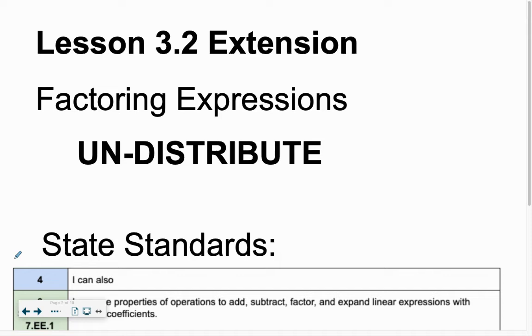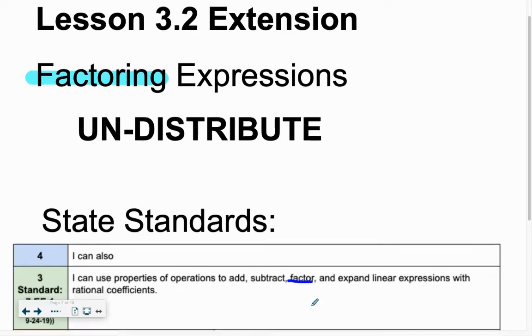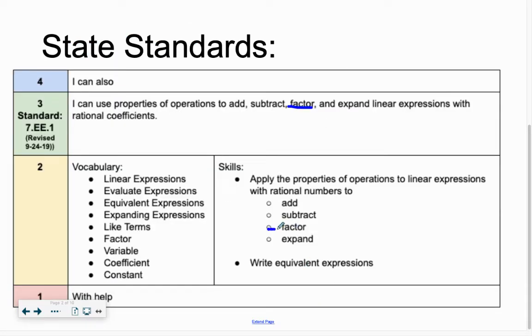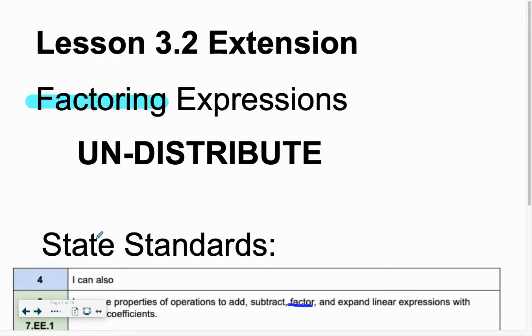Lesson 3.2 extension. Now it's on factoring and expressions, which you can see when we look down here in our standard. It's in our standard down here, a factor. And when you scroll down, you can see it's one of our skills, also our vocab here. And what we're really doing today is we're just basically going to undistribute.